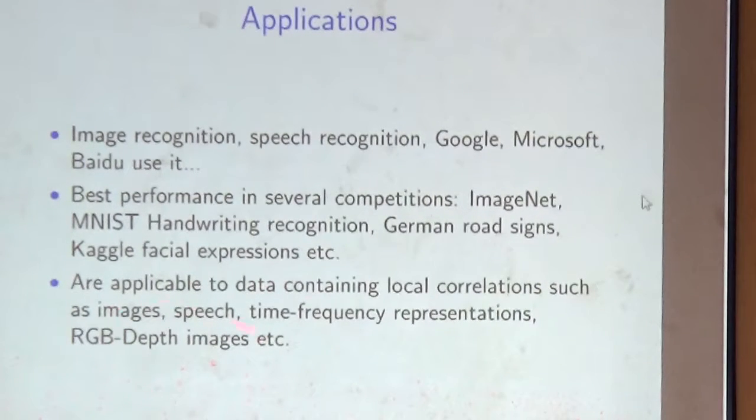First, let us just look at this. These neural networks, or whatever I'm talking about, are applied to data containing local correlations such as images, speech, time frequency representations like speech spectrograms, RGB depth images, etc.